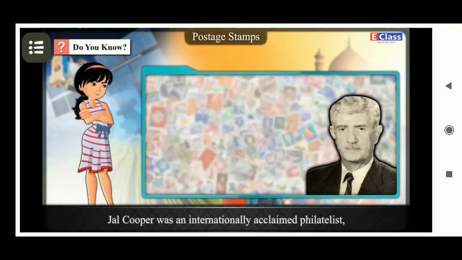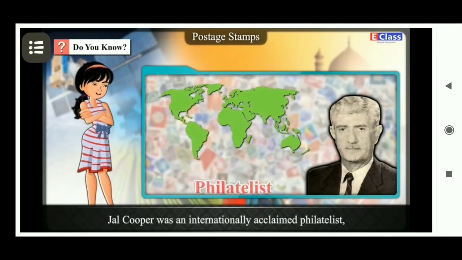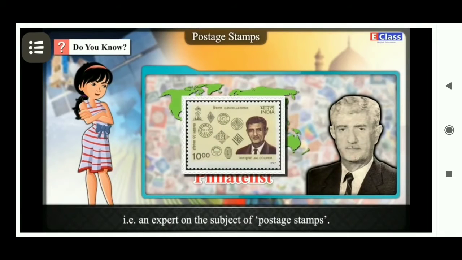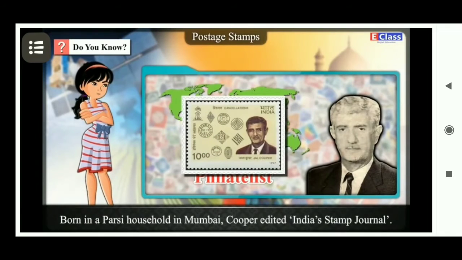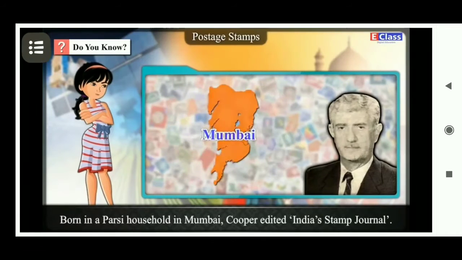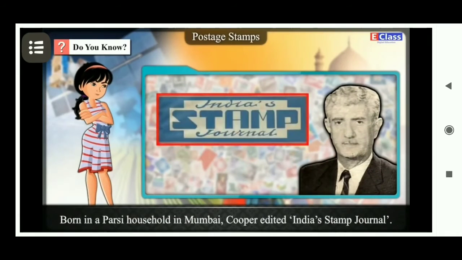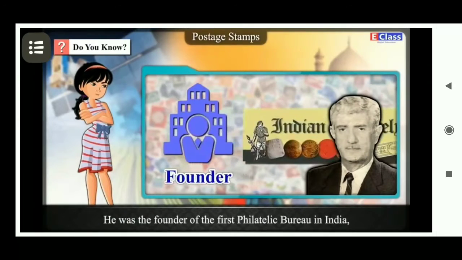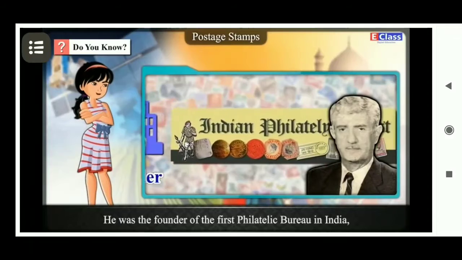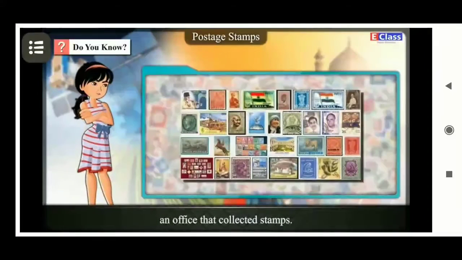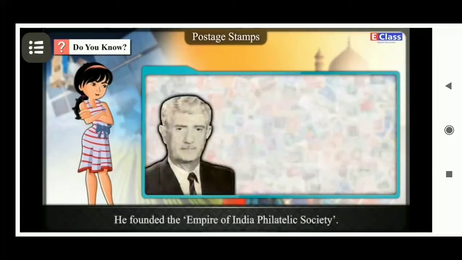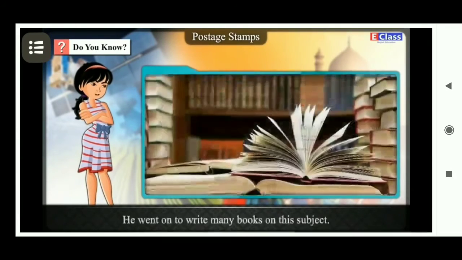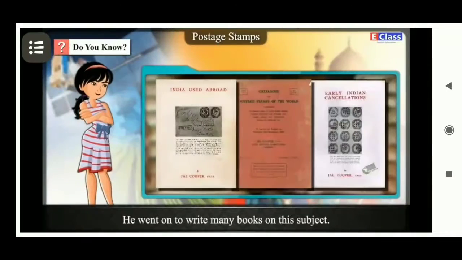Jarl Cooper was an internationally acclaimed philatelist, that is, an expert on the subject of postage stamps. Born in a Parsi household in Mumbai, Cooper edited India's Stamp Journal. He was the founder of the first Philatelic Bureau in India, an office that collected stamps. He founded the Empire of India Philatelic Society.